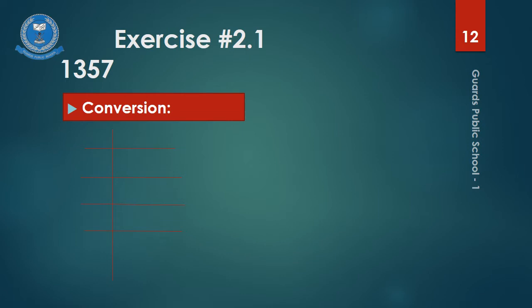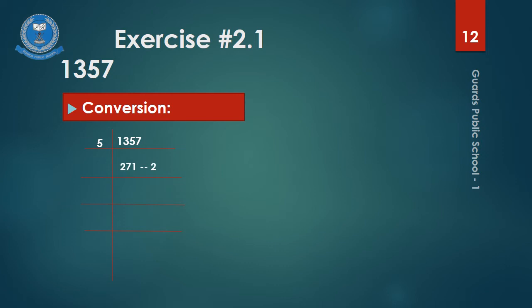One more example we will solve. Let's suppose we are given the number 1357 and we have to convert this into a base 5 number. So how can we convert it? In the same way, we will divide it by 5. As we know, this is not exactly divisible by 5. So what will we get? In the first step, we will get 271 and the remainder will be 2.